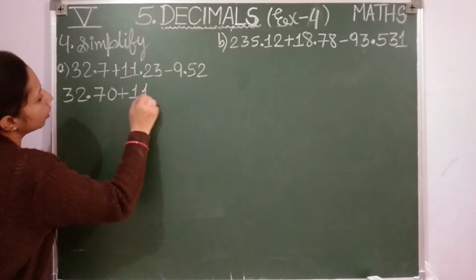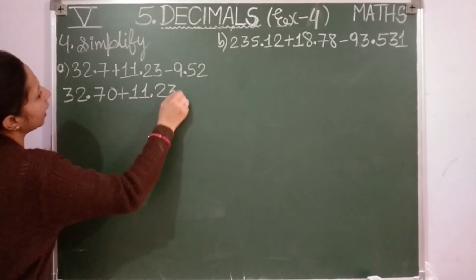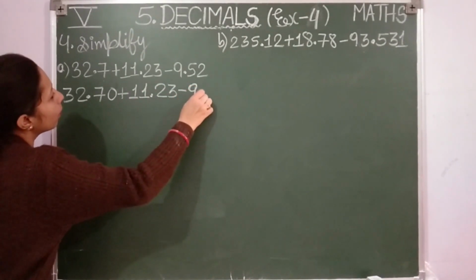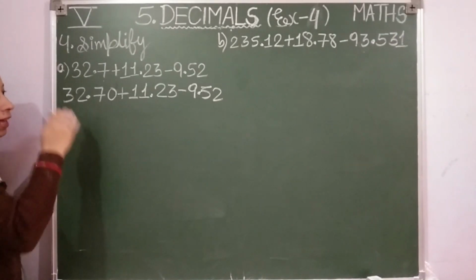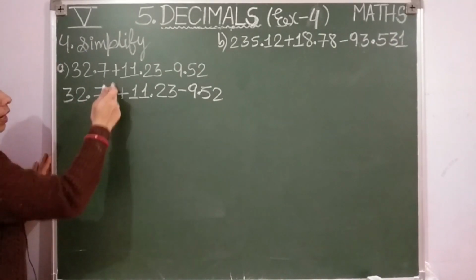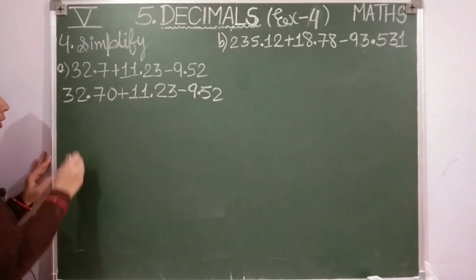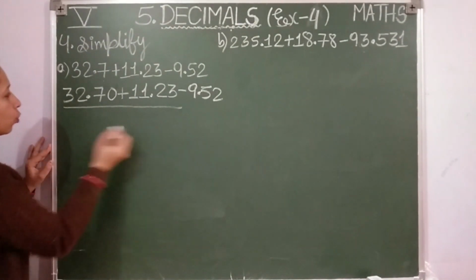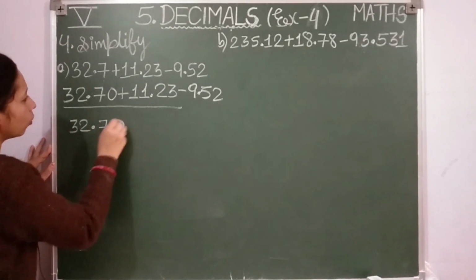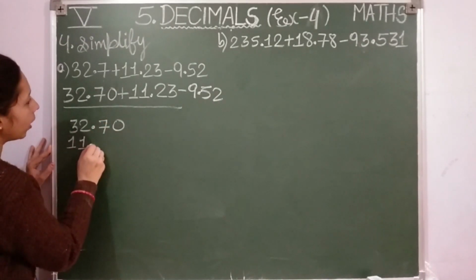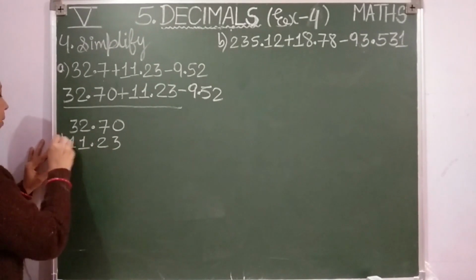Then 11.23, and then next step is to rearrange, students. Rearrange means the numbers which are with plus sign, you will write together, and after that minus sign. But here only 1 plus and 1 minus is given, so we have simply written. Now let us add these two first, students. So here I will write 32.70 plus 11.23. Let us add them.